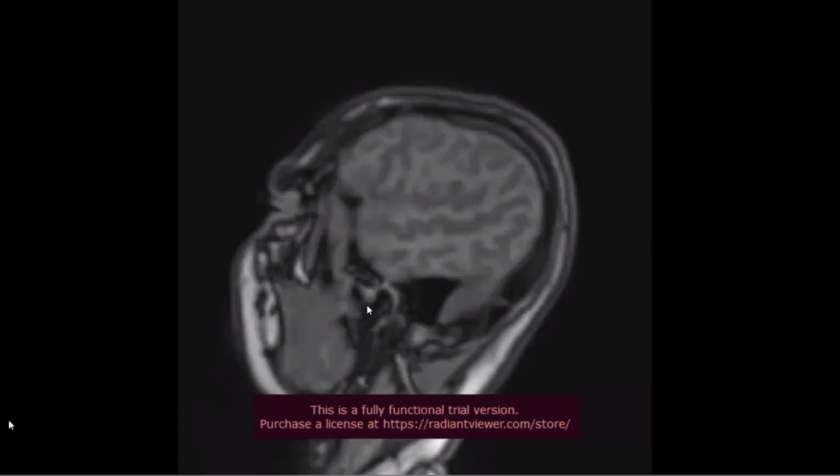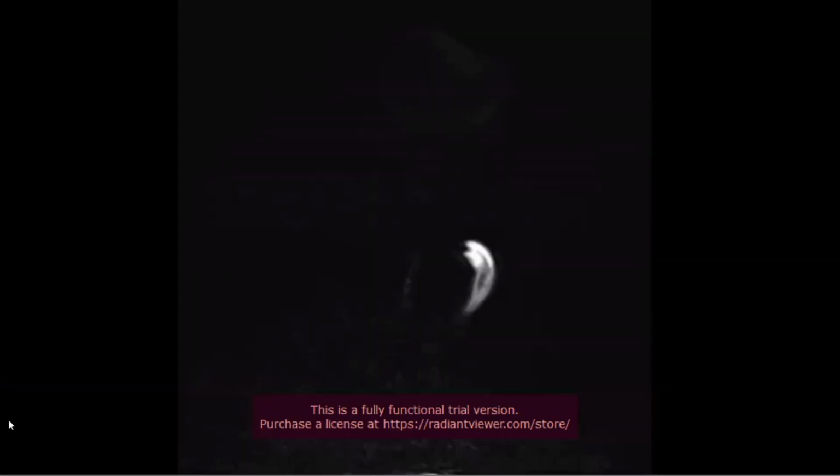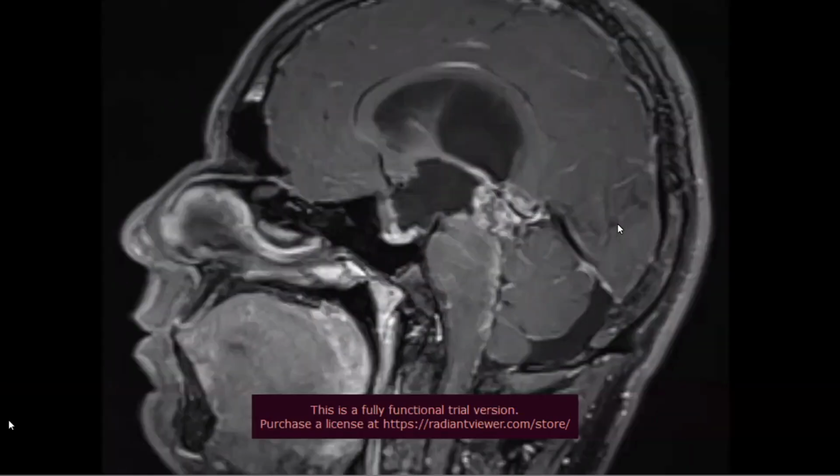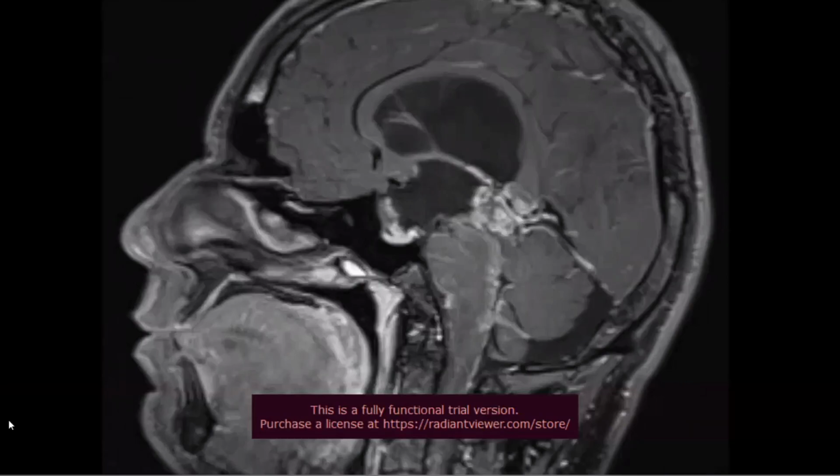Yes, ma'am. This is a sagittal image post-contrast, which shows the same lesion, which is showing enhancement and some areas of signal void, which can be focal calcification. Keeping in view the location of the lesion, my differentials are pineoblastoma and or germinoma.